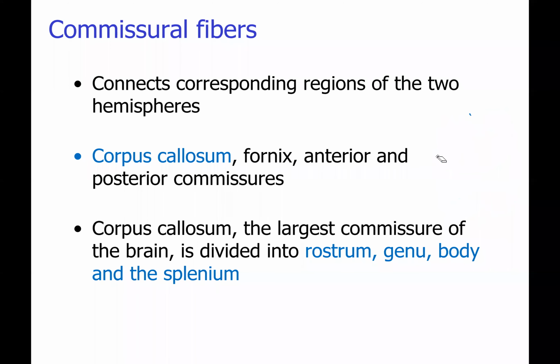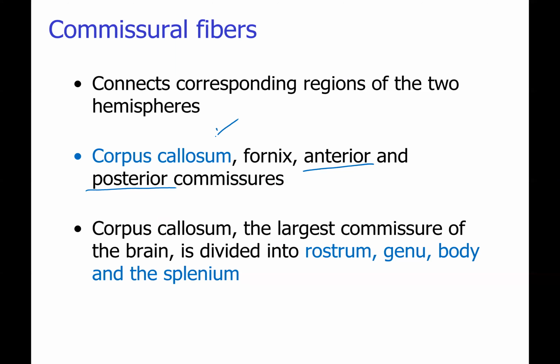The best example of a commissural fiber tract is the corpus callosum. Then the other examples are the fornix, and the anterior and posterior commissures. So they are the main commissural fiber tracts you get in the brain. Therefore, you will have to identify them. These two are pretty small, but if you know where they are, you can identify them.